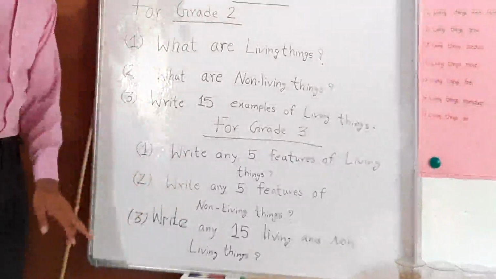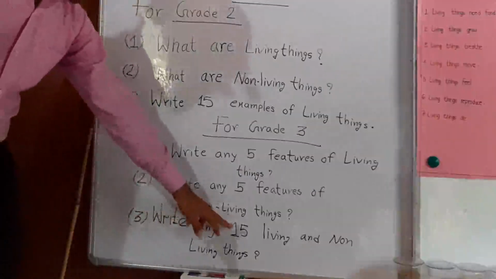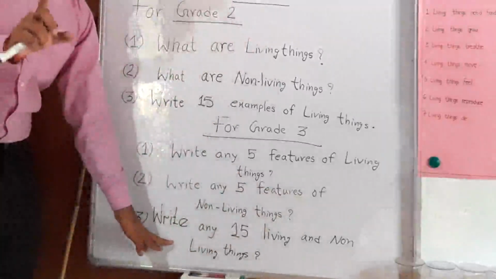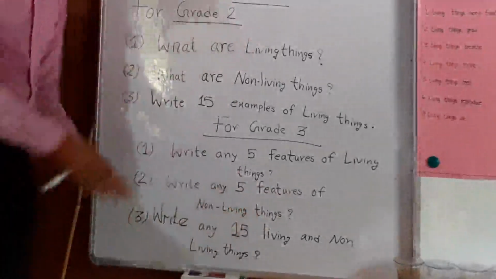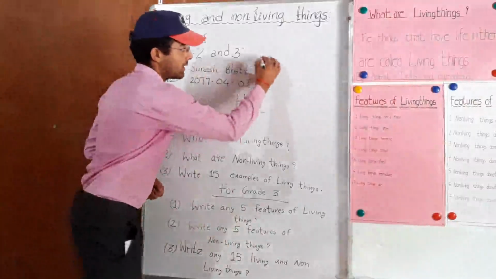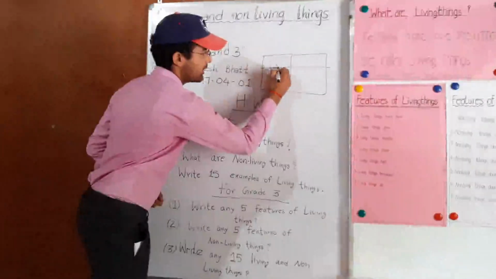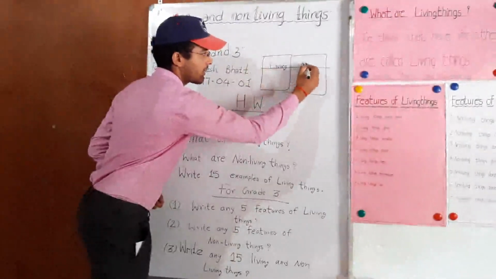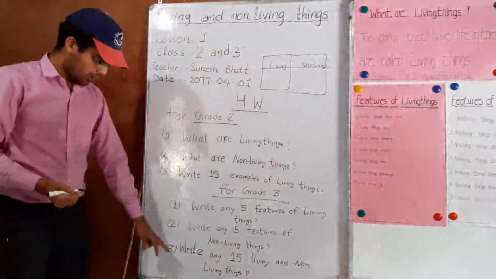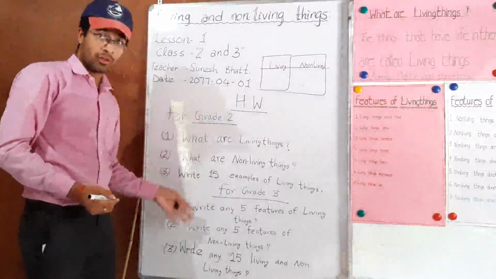Okay, yes. Last question for grade 3, write any 15 living and non-living things examples, like cow, buffalo for living things. You can make a separate box and write examples like this. You can make a box and write examples for living here and non-living here, one by one. Okay, this is the homework for grade 2 and 3.